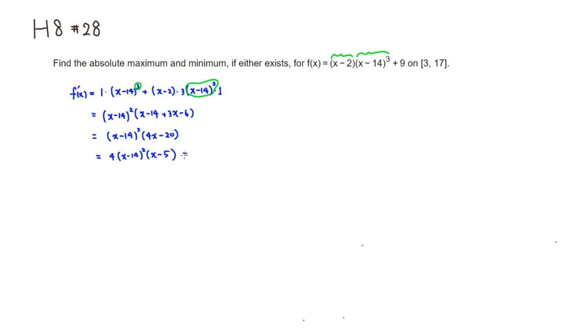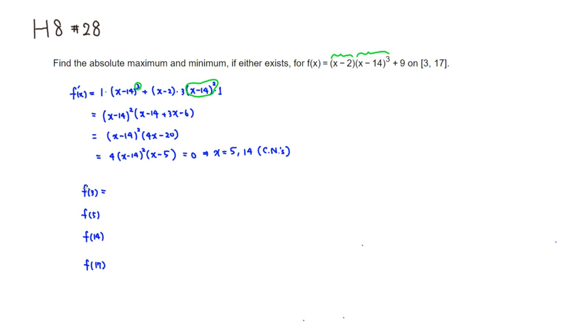If you set that equal to 0, you can see that x is going to be 5 by setting the second guy equal to 0, and setting the first guy equal to 0 gives 14. So those are the critical numbers. Now we just have to check all the critical numbers in the interval and the endpoints. So I have to look at f of 3, the original function, and f of 5, then f of 14, and then f of 17.